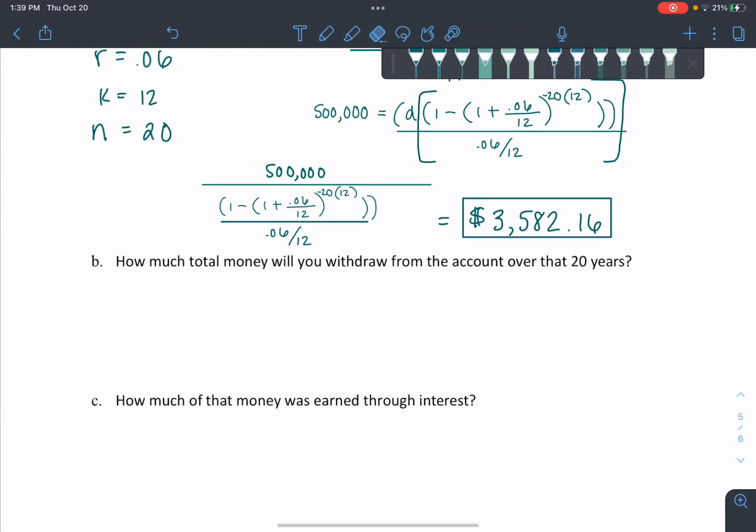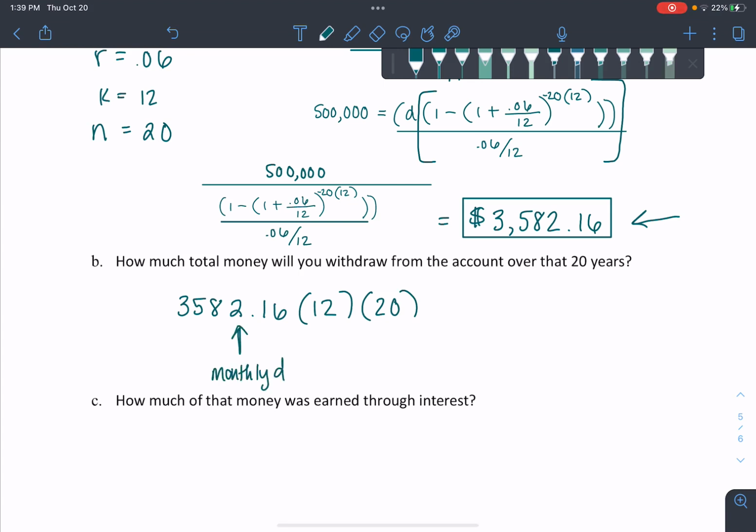So this is the monthly amount we're taking out. We just figured that out. So if we take that number, the amount that we're taking out every month, this is the monthly D, and we multiply it times 12 months in a year times 20 years, that is going to equal $859,717.27. So how much money will you withdraw?